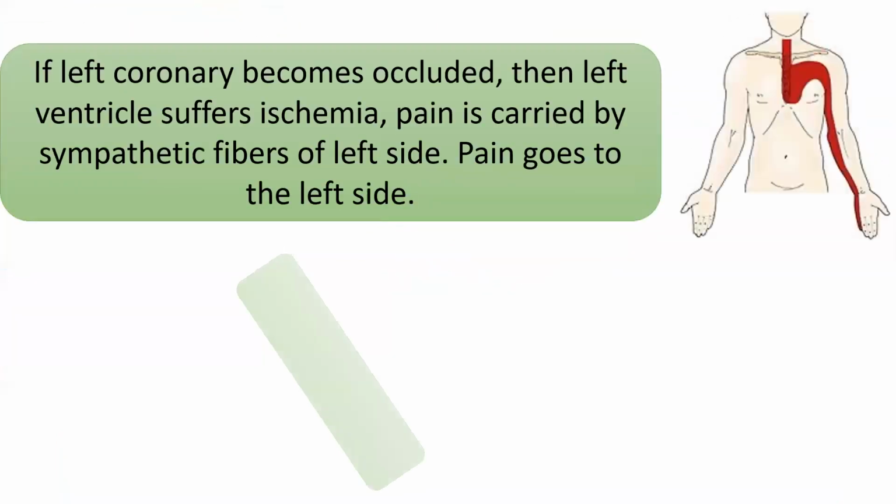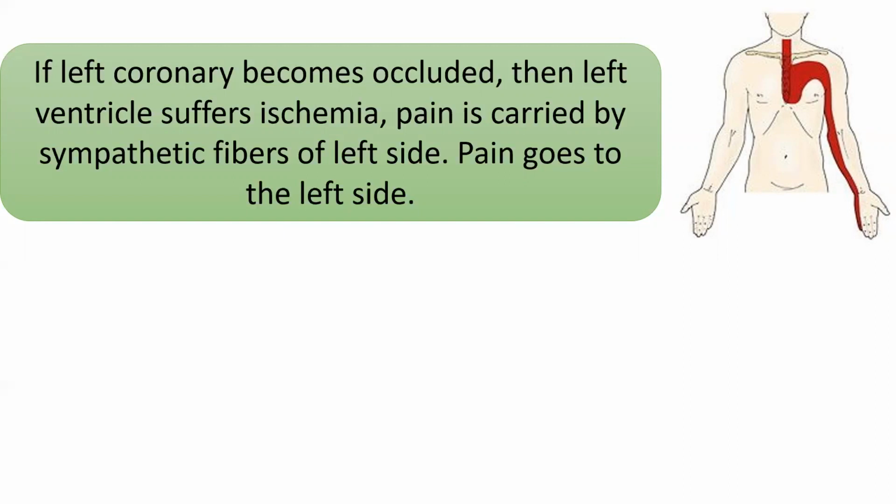Now, if the left coronary artery becomes occluded, then the left ventricle suffers ischemia, because it was normally in a risk situation for developing ischemia. Pain is carried by the sympathetic fibers of the left side, and pain goes to the left side. Pain is referred or radiated to the left arm, left forearm, left jaw, left shoulder, etc.